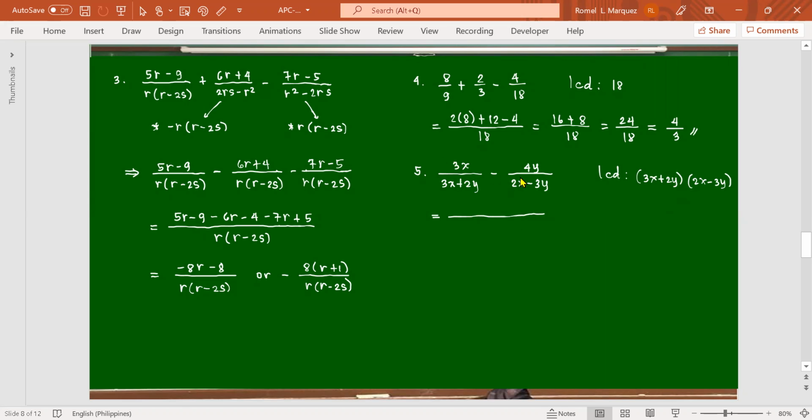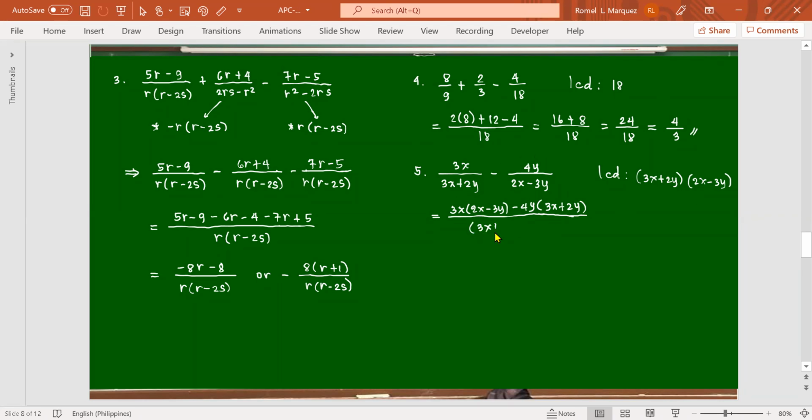So we start with this LCD divided by the denominator. So 3x plus 2y is canceled out. So we get 2x minus 3y times 3x. So 3x times 2x minus 3y. Then minus 4y times, what's the remaining? So 2x minus 3y is canceled. So negative 4y times 3x plus 2y. Okay, children? Or the shortcut: 3x times this minus 3x plus 2y times negative 4y all over the LCD.